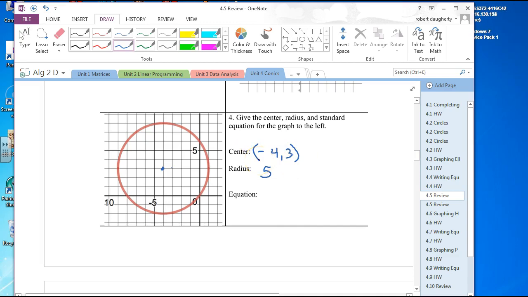Therefore, the equation of this circle is x plus 4 squared plus y minus 3 squared equal r squared, which is 25. That's the equation of this circle.